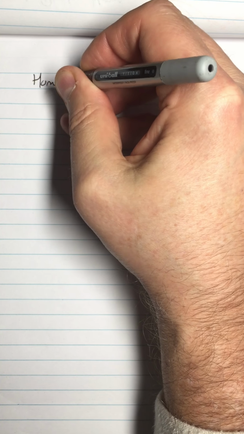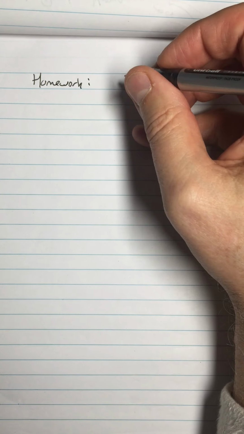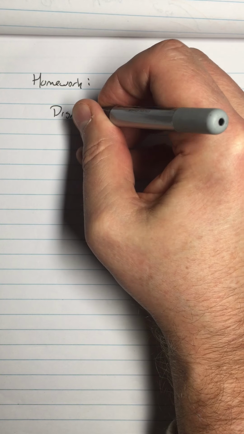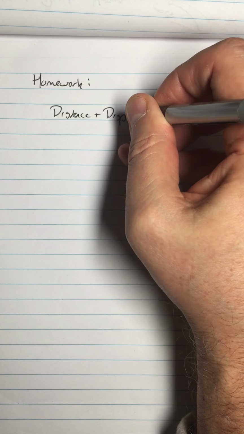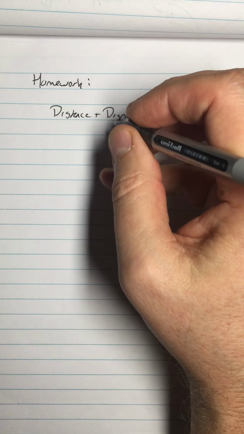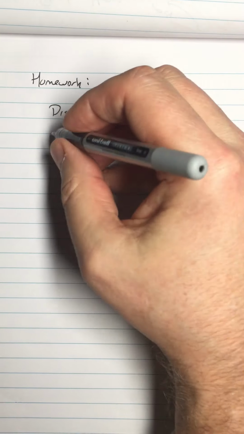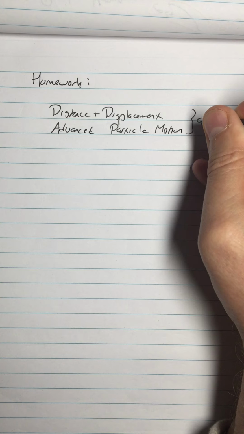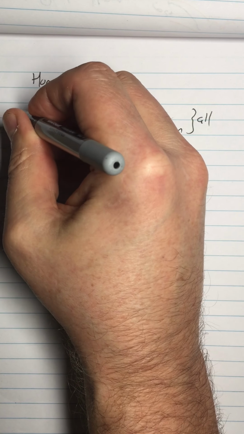So the homework being assigned with this lesson: there's this sheet. I wish I had my sheets together. I've got to get my sheets together for this class. Distance and displacement. That's a worksheet. Advanced particle motion. All of these, of course, are posted in the Google Classroom. You have to do all of them. This is all the problems. Motion. We have to do all the problems. These are worksheets.